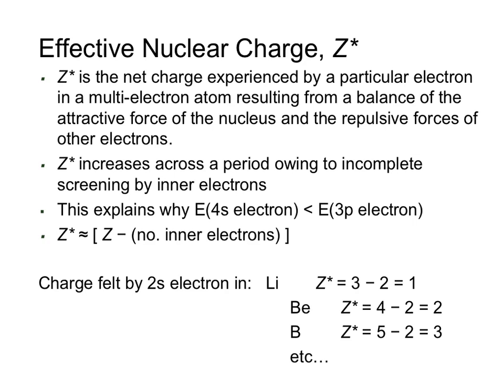In order to calculate the effective nuclear charge, we will simply take the atomic number and subtract the number of inner electrons. And so if we're looking at the charge felt by a 2s electron in lithium, our atomic number of lithium is 3. We have 2 inner electrons. Our Z effective is equal to 1. For beryllium, atomic number is 4 minus our 2 inner electrons. Our Z effective is 2. For a boron atom, atomic number is 5 minus our 2 inner electrons, for an effective nuclear charge of 3.